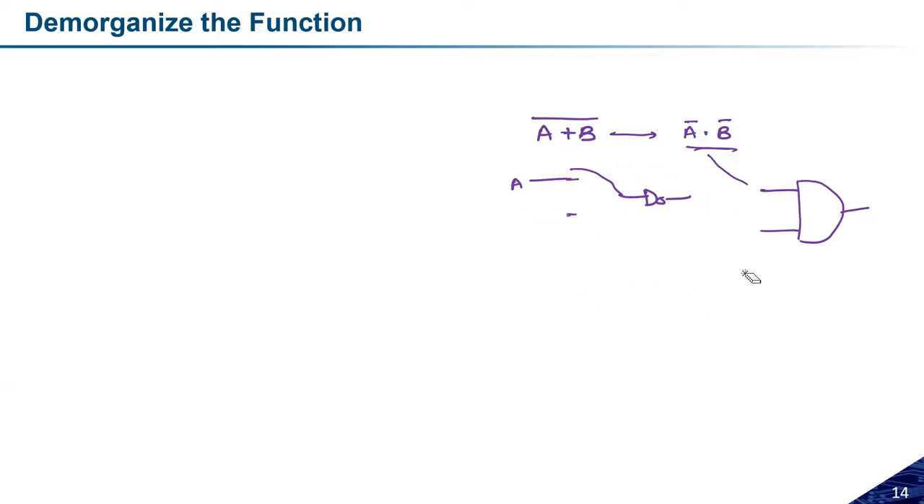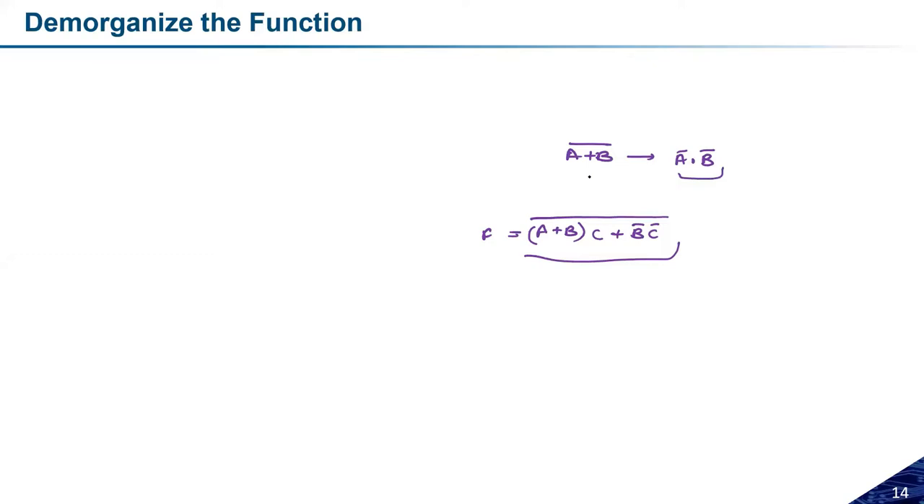So let us discuss demorganization in more detail: how we can demorganize and what the process is. If I have only two variables, as I just told you, for (A plus B) complement we can simply use the formula A bar dot B bar. But suppose I have a function like (A plus B into C, plus B bar C bar) whole complement, and I have to minimize this function after applying De Morgan's theorem. We need to follow certain rules. What is the process? Let us see the process to demorganize the function.